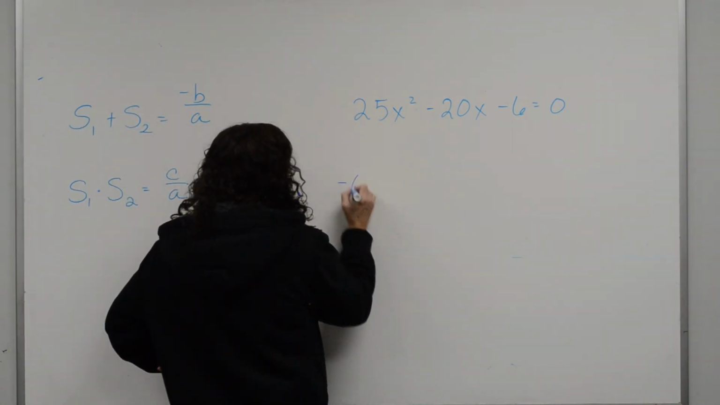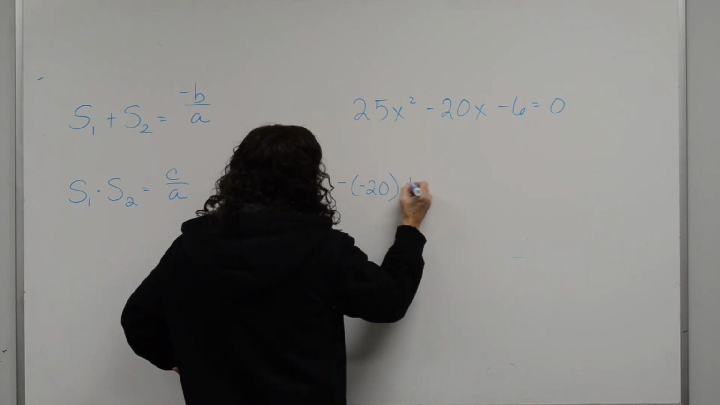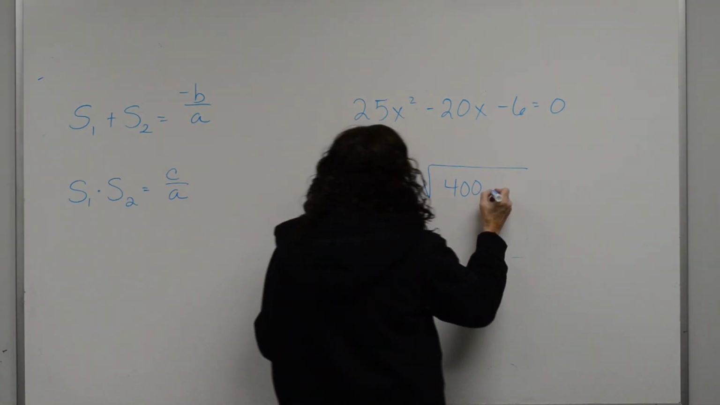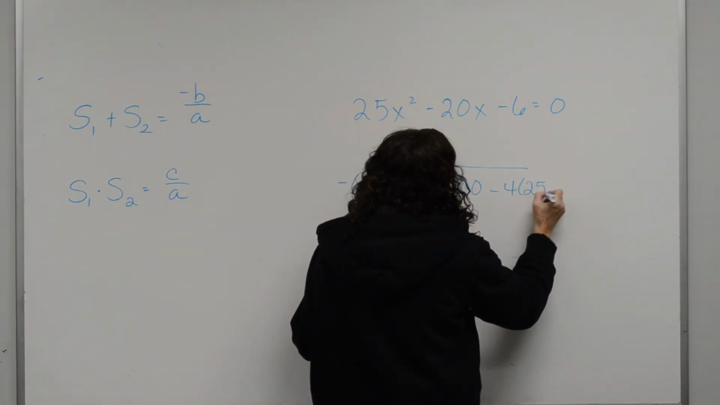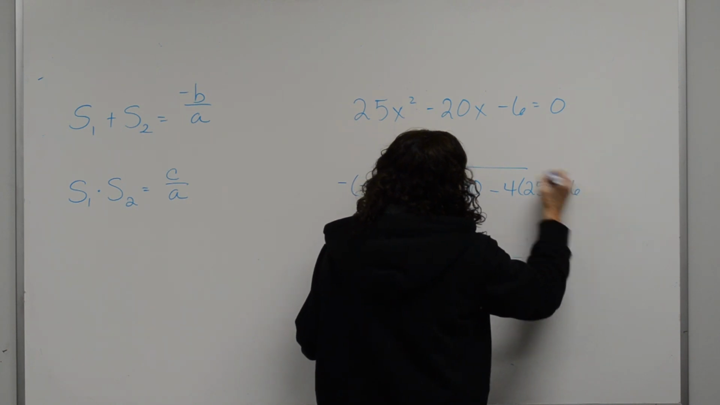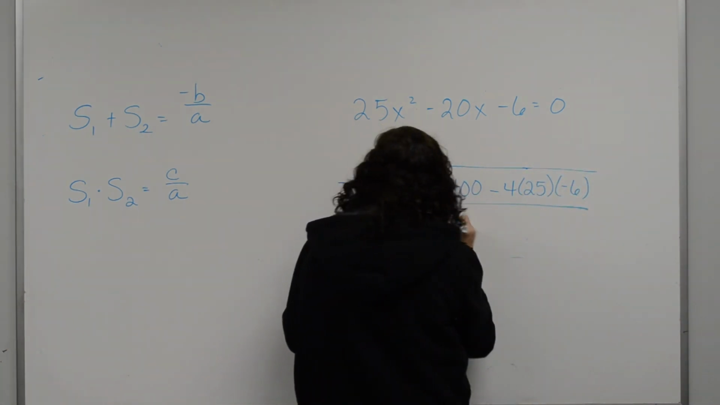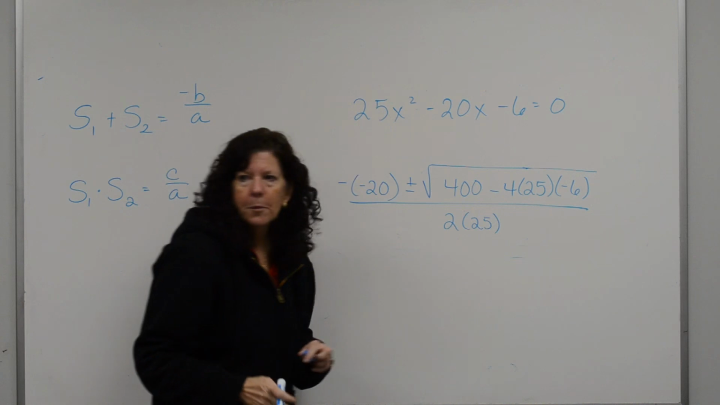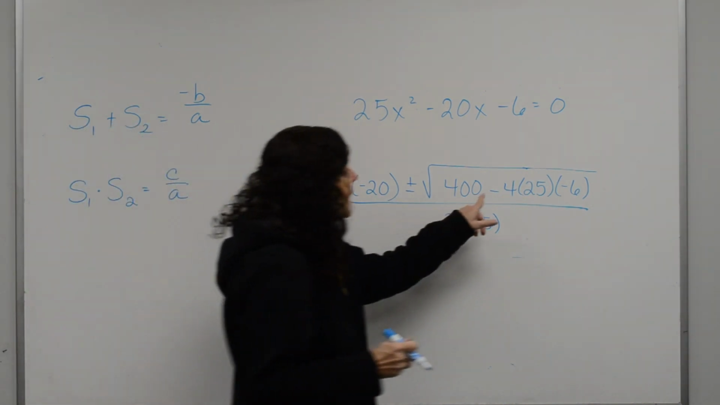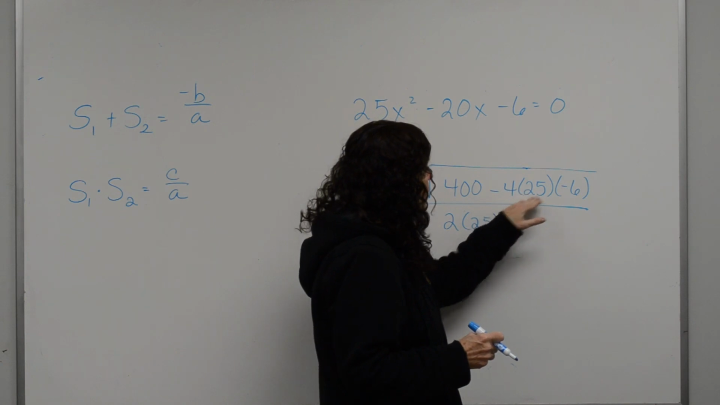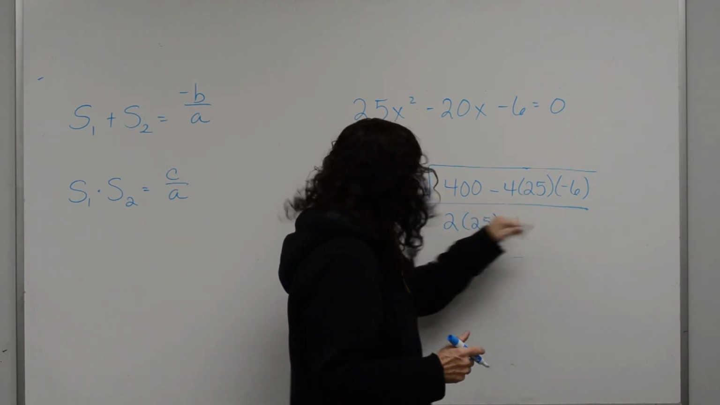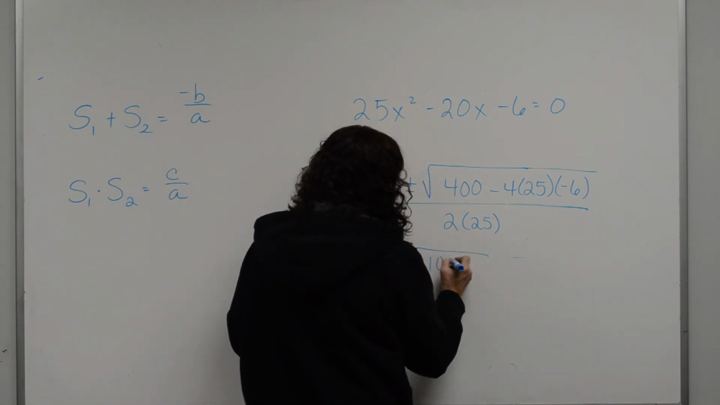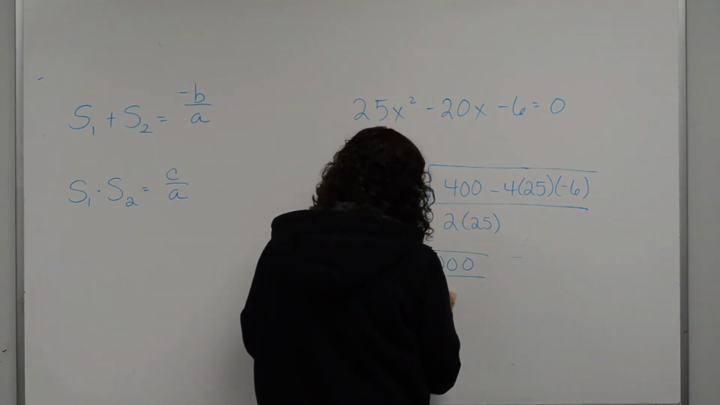So I would have had a negative 20 plus or minus the square root of 400, because that's what 20 squared is, minus 4 times 25 times negative 6 over 2 times 25, okay? That's going to give me a positive number because I have two negatives back there. So that's going to be 100 times 6, which is going to be 600. So this is going to be 20 plus or minus the square root of 1,000 over 50.